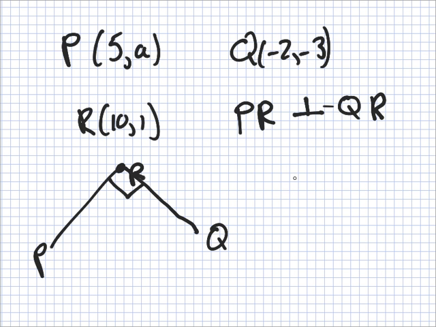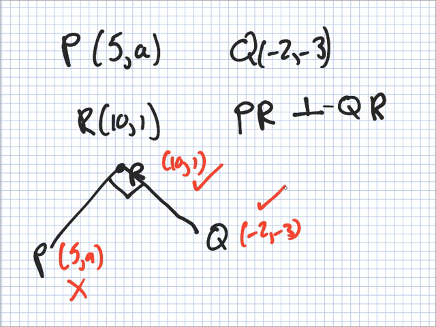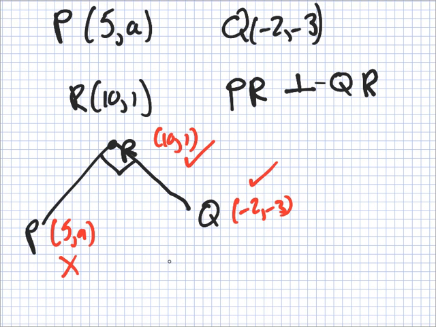So what slope should I find first? Well, let me just write down the points here on the graph. The P is 5 and A. I don't like this because I don't know A. The R is 10 and 1. I like this. And the Q is minus 2 and minus 3, and I like this. So what's the easiest slope to find first? The slope PR or the slope RQ? Which would be easier to find? Yeah, why? Because you actually know those points, RQ.